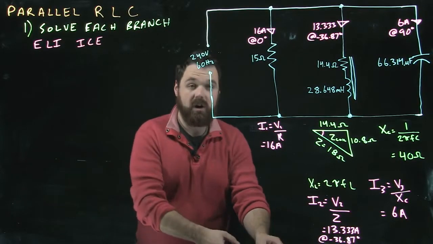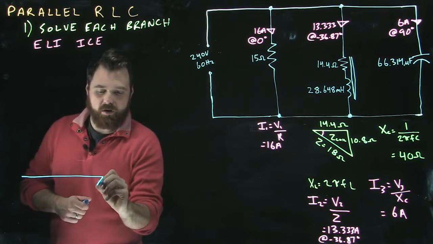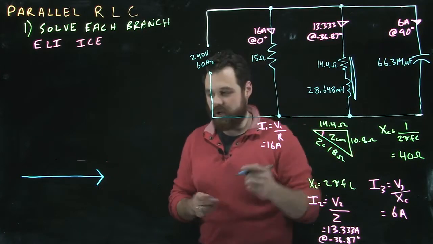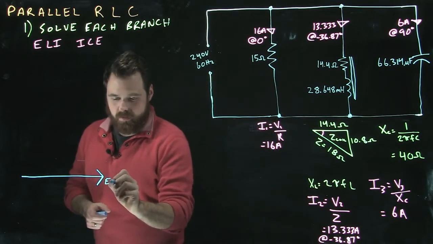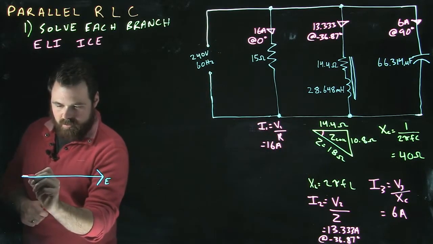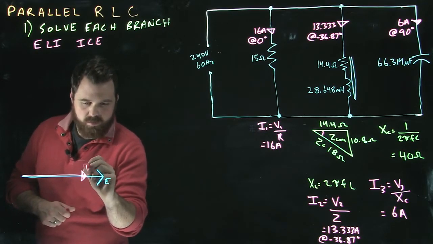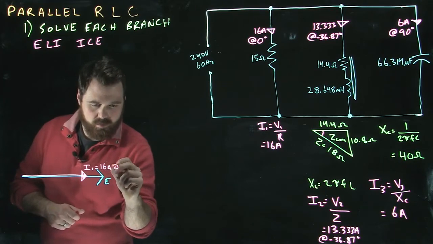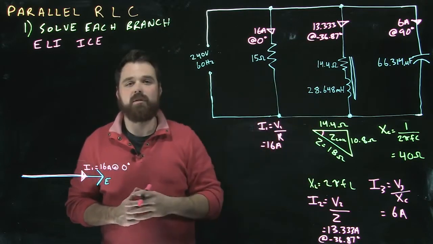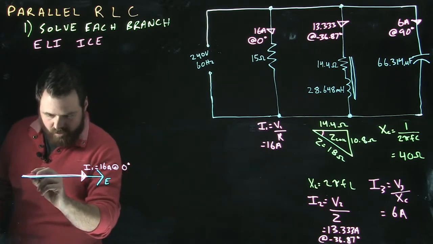Well, in this case, on a phasor diagram, our voltage we're going to call our reference, because our voltage is the same throughout: 240, 240, 240, 240. Voltage is our reference. I1 is going to be at 16 amps, and it's going to be in phase. I2 is going to be the current flowing through our inductor, which we said was 13.333 amps at negative 36.87 degrees.